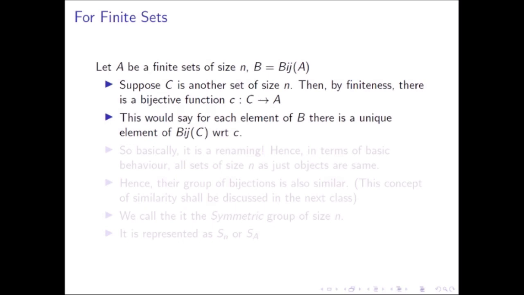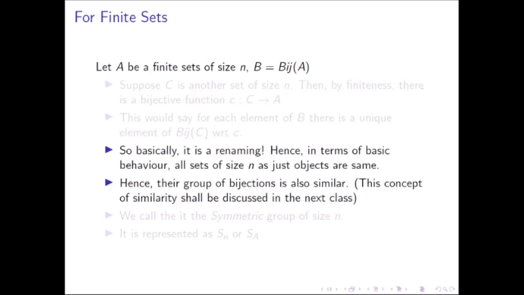By similar, we haven't yet learned linking or comparing groups. But it does make sense to say that these two groups, Bij(A) and Bij(C), are actually the same. Just think about it once. I'll clear your doubts in the doubt clearing session if you have any. But it's similar, and we'll see exactly how similar they are in the next class. But Bij(A) and Bij(C) are basically the same sets and same groups. So it's a renaming, as I said. A1 is renamed as C1, Ai is renamed as Ci. So Bij(A) and Bij(C) are the same sets actually.